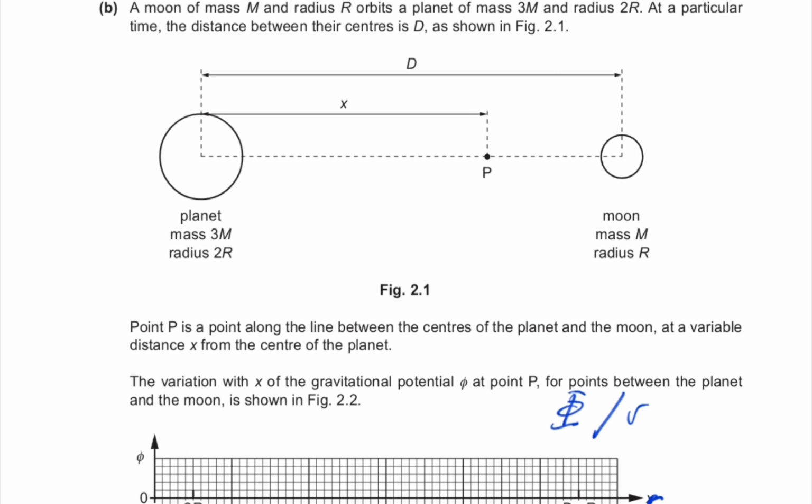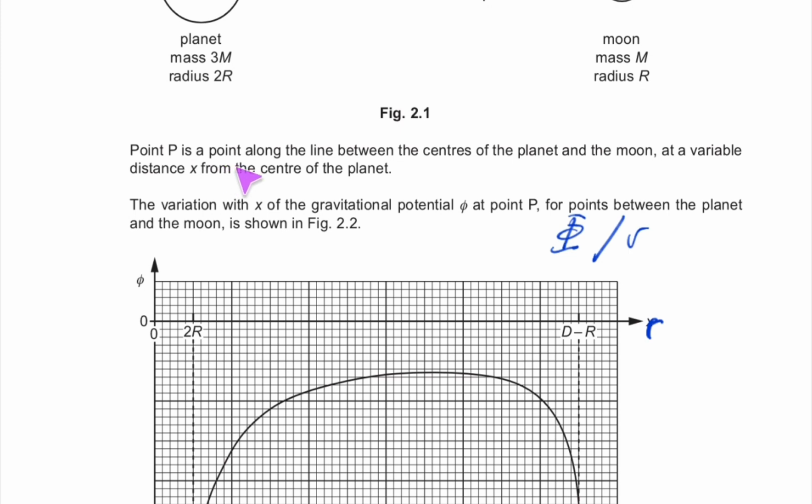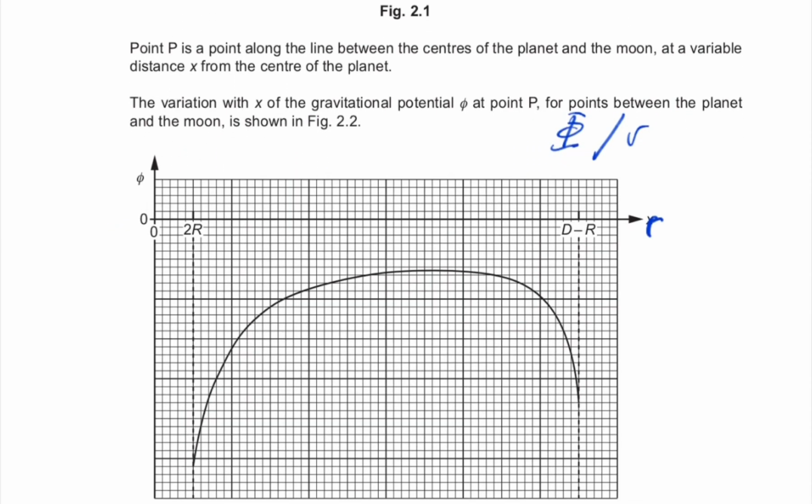Now let's move to the second part. There's a moon of mass m and radius r, and it orbits a planet of mass 3m. So this is 3 times more mass than the moon, and radius 2r. At a particular time, the distance between their centers is d, as shown in figure 2.1. Point P is a point along the line between the centers of the planet and the moon, at a variable distance x from the center of the planet. The variation with x of the gravitational potential phi at point P for points between the planet and the moon is shown in figure 2.2.